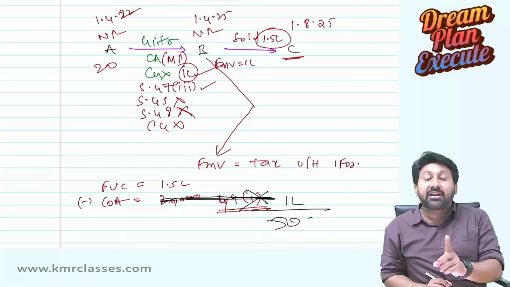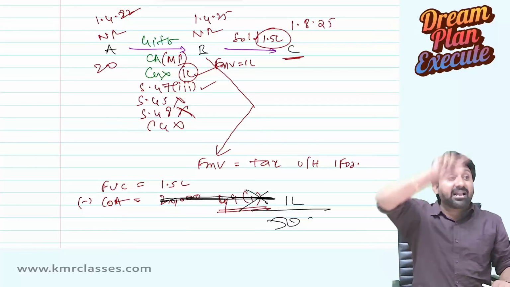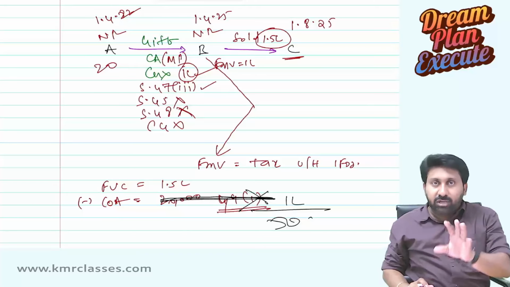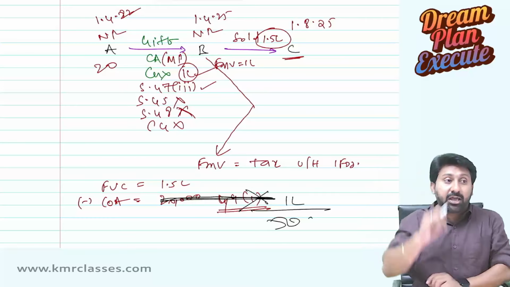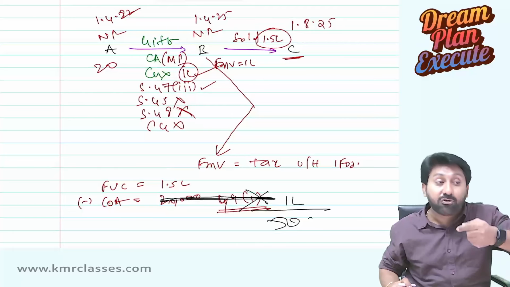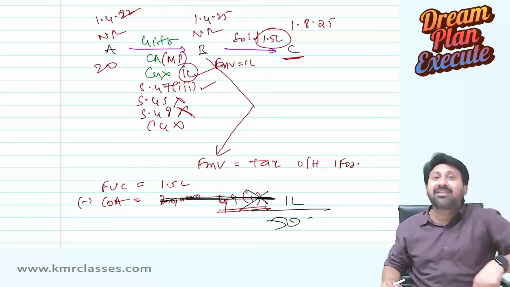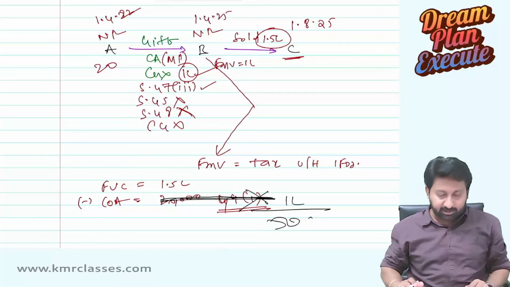49(4) will get attracted if the recipient, the donee, has already paid tax under IFOS head. Then the cost of acquisition shall not be deemed to be the cost to the previous owner. It shall be deemed to be the value which is considered for the purposes of the head IFOS for the assessment under section 56. Whatever the value has taken, that value you have to consider.